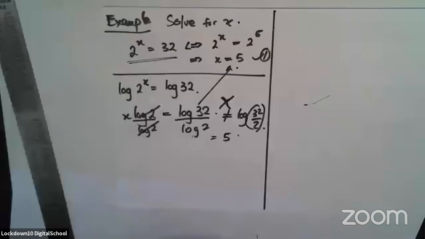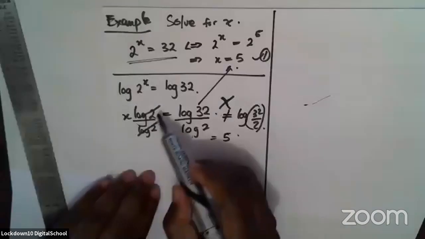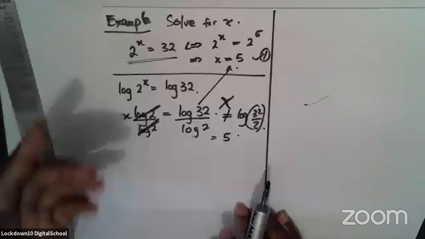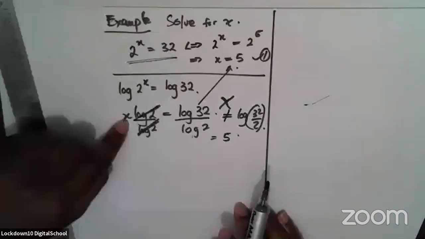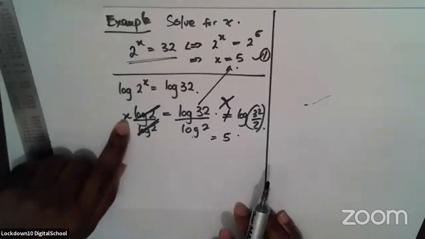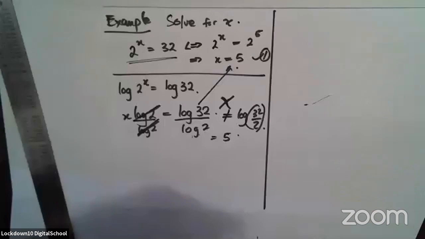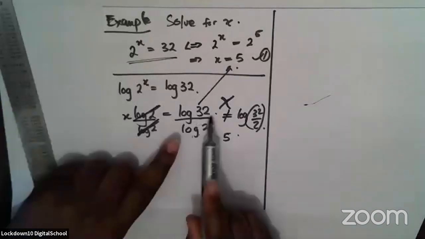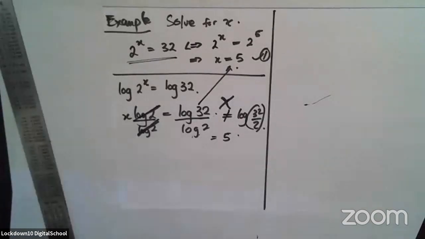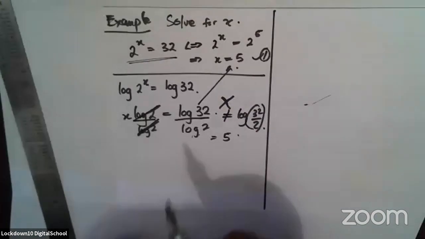Say, would you always cancel out the side that has an x? The reason we're canceling out here is we are trying to make x the subject of the formula. That's why we divided by log 2. So this and this is not the same. The moment you punch in your calculator and say log 32 over 2, it is totally different from log 32 over log 2.